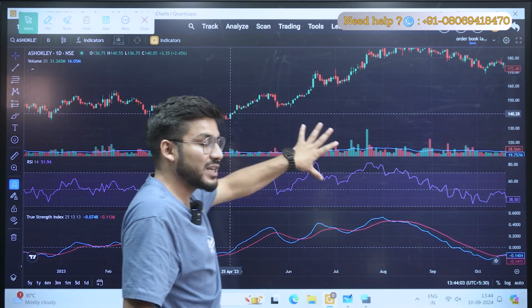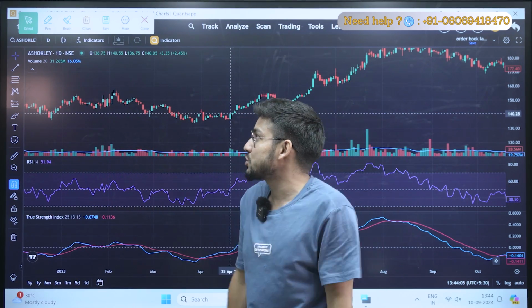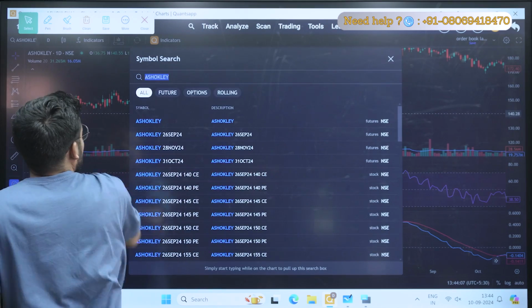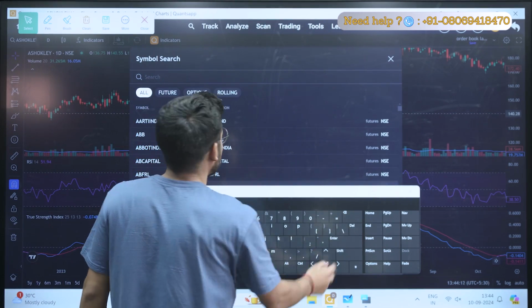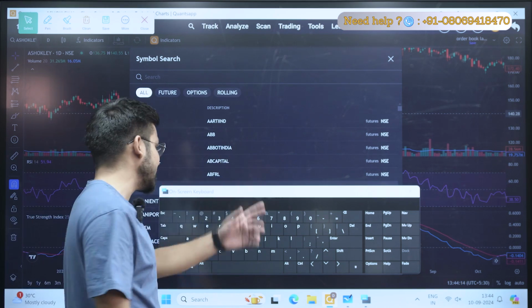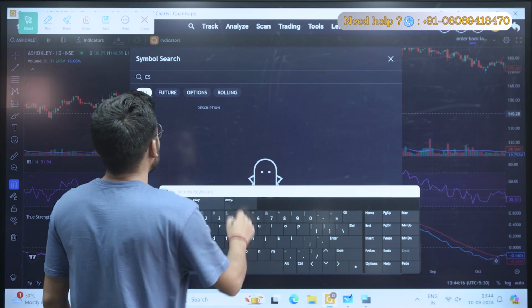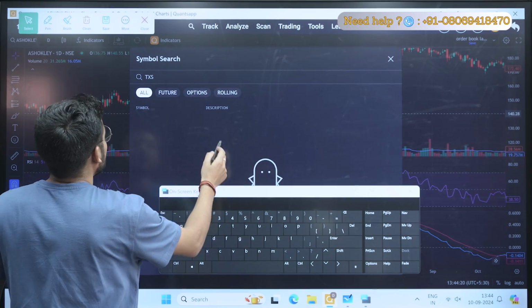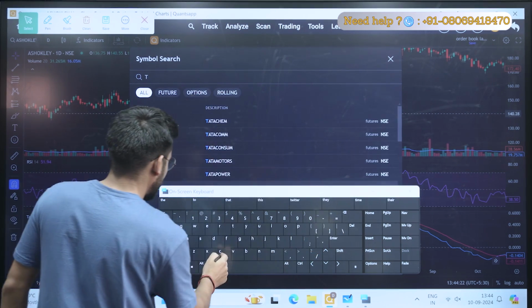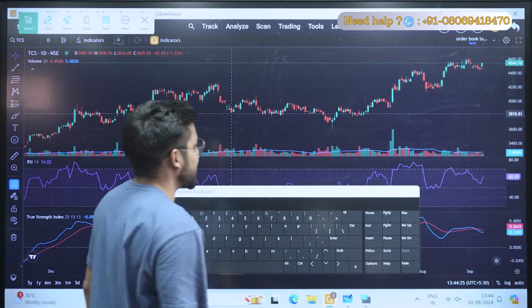This is one of the examples. Let's see if it works in other stocks or not. So let's change the stock. For example, now I'll take another stock. Let's see what we can take. Okay, let's go with TCS, because it gave a good movement today also. My bad, I'm so sorry. Let's put up the TCS chart.